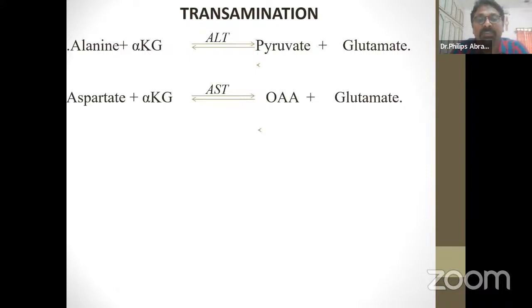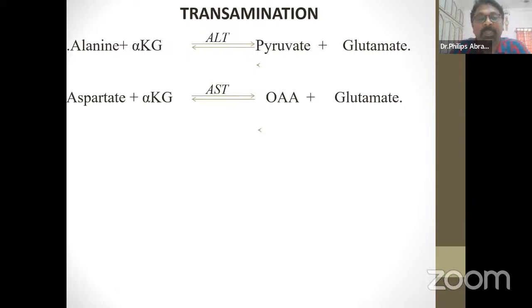Here, you have seen all the 4 words there. Alanine, alpha ketoglutarate, pyruvate, glutamate. In the same way, aspartate, alpha ketoglutarate, oxaloacetate, glutamate. So just think about each and answer it. First, you saw the word amino acid, alanine. So your first significance of transamination is that it is the first step in the catabolism of any amino acid.